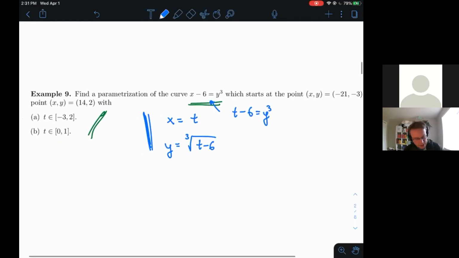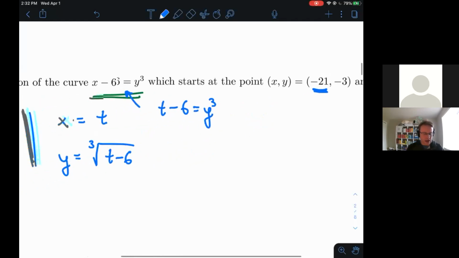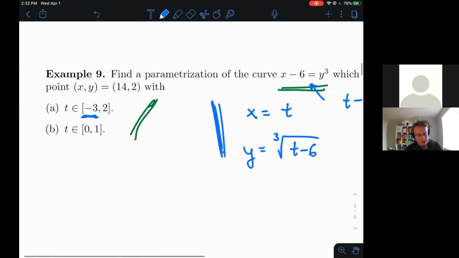If I plugged in the t value of -3 into this, so t equals -3, notice that we're supposed to start off at x is equal to -21. So this doesn't exactly line up with just x equals t. And likewise, when I plug in 2, I'm supposed to be at my ending point. With x equaling t, we end up with 14, and we're plugging in 2 and we're supposed to have 14. So things are off by a little bit here, and what I taught you in this last problem doesn't exactly work for this one. We need something a little bit different here.